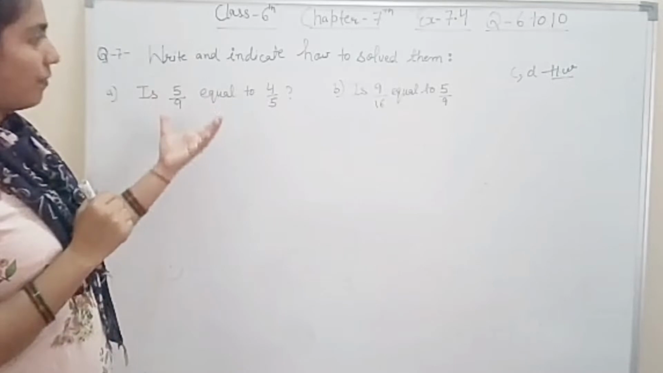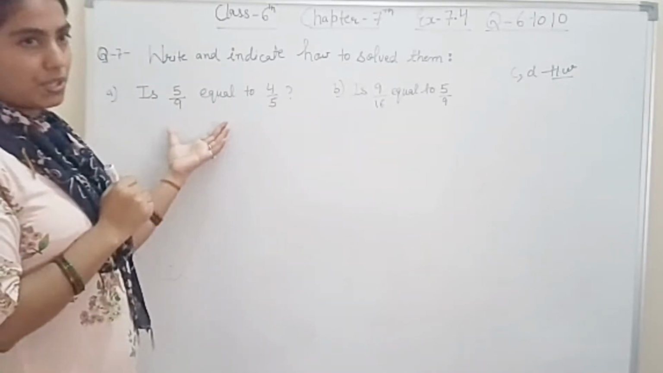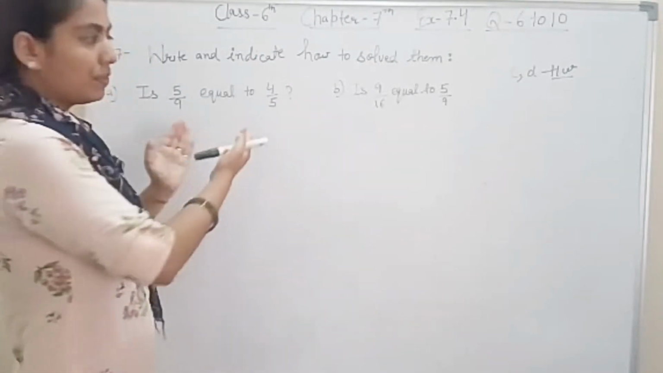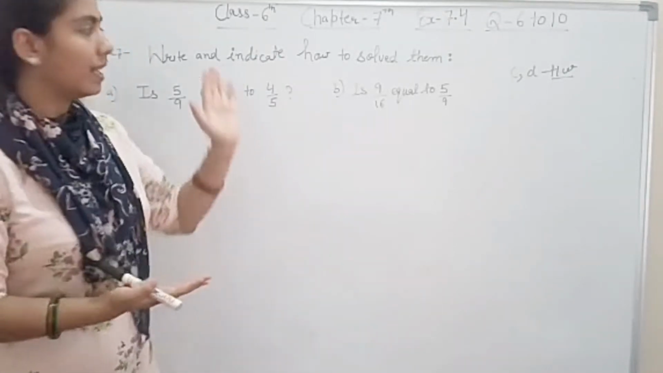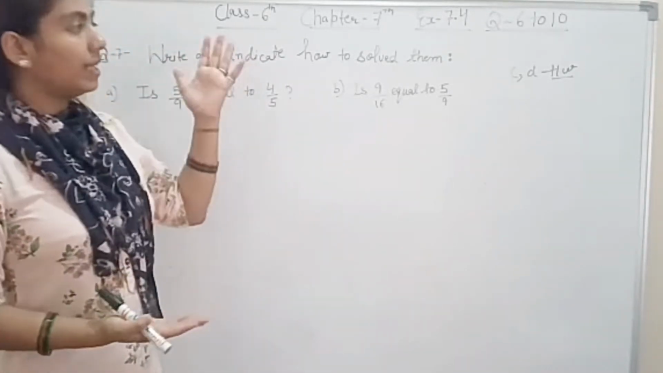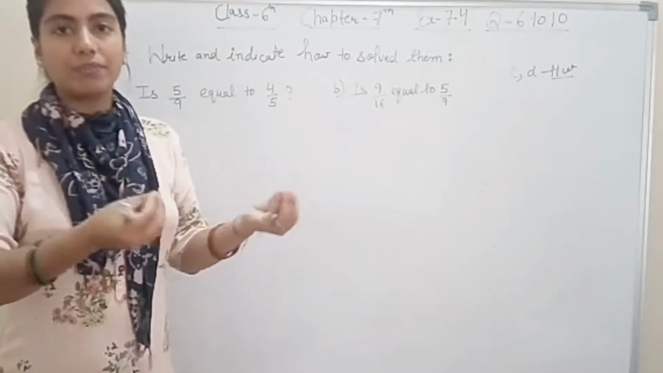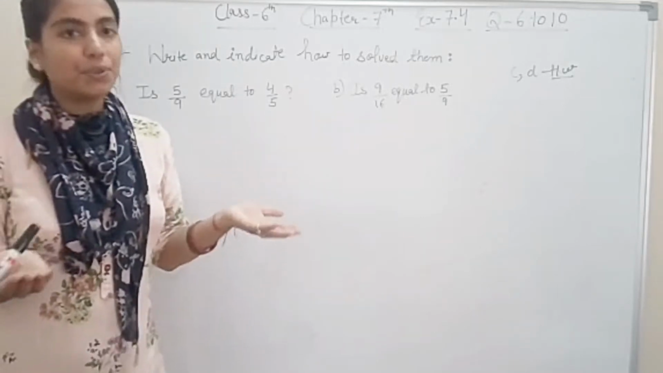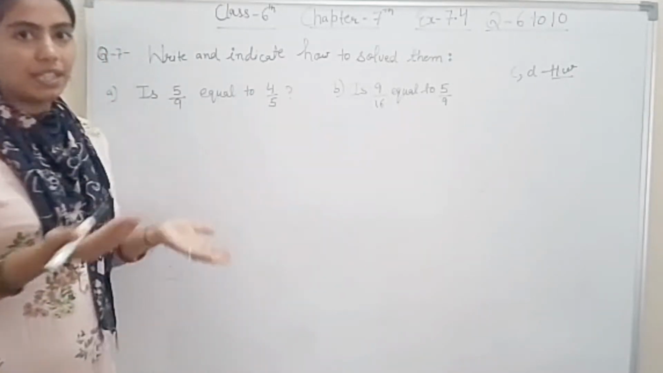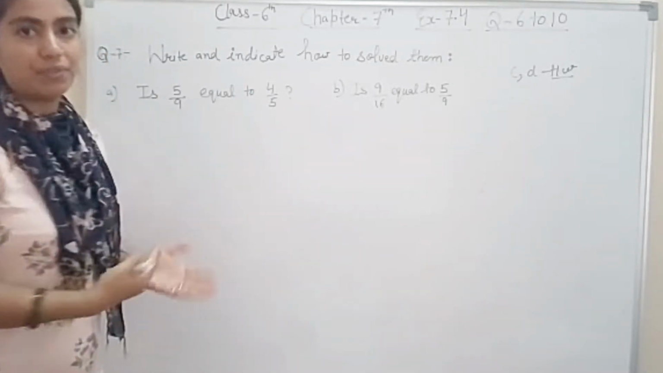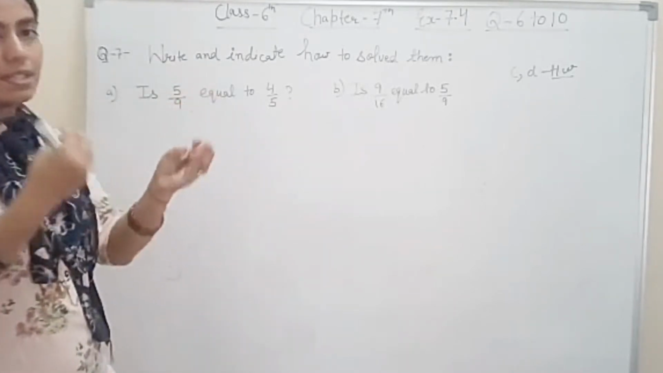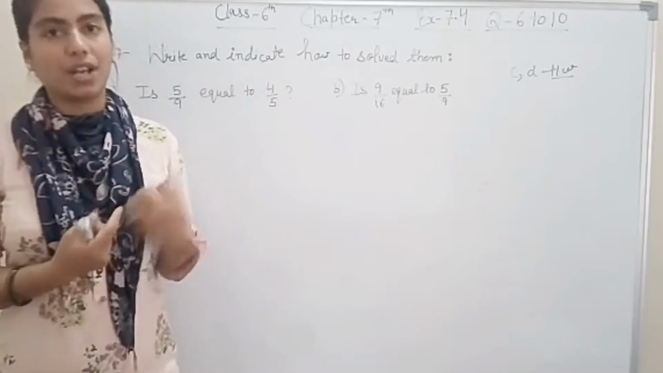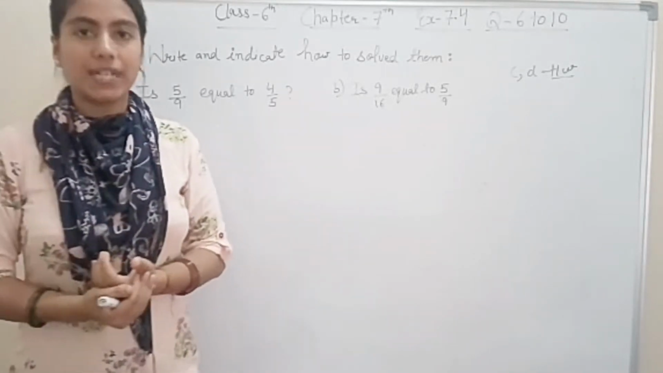Question number 7, you have the following questions, write and indicate how to solve them. Means you simply have to solve, that's it. Write and indicate how to solve them means you have to mention the solution. You will solve the question, that is the indication, that in this manner you have to solve. The question is just worded in a different way, but you have to solve the question according to the given condition. And what is that?